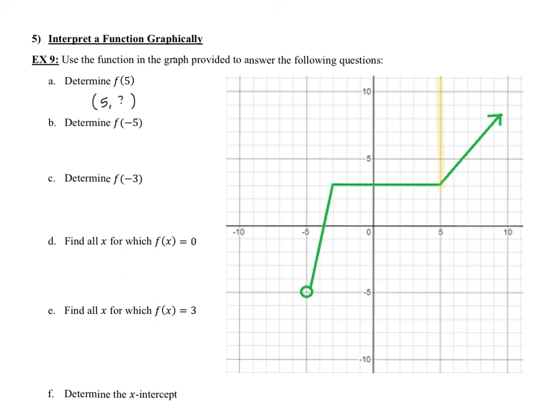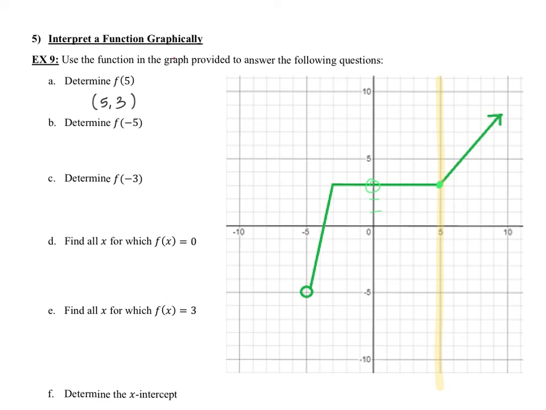that's here. Where does my highlight line cross our graph? It crosses it right here at this point. And that point has a y value of 1, 2, 3. So when x is 5, y is 3.